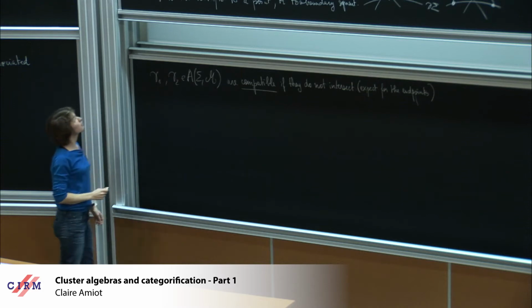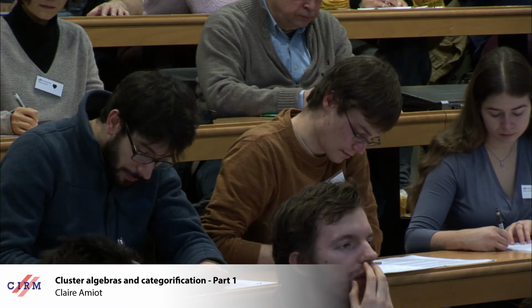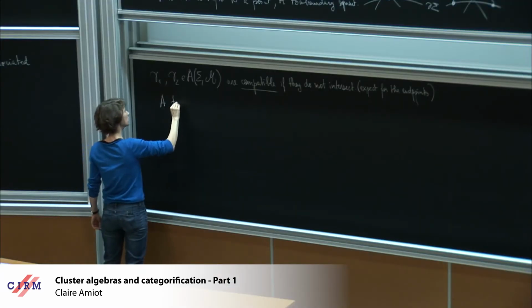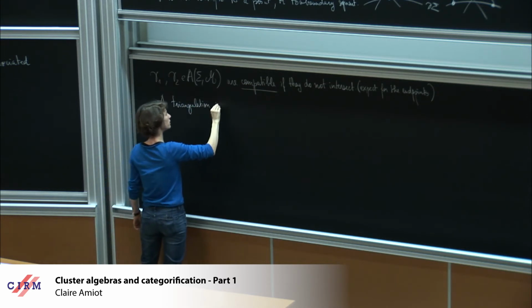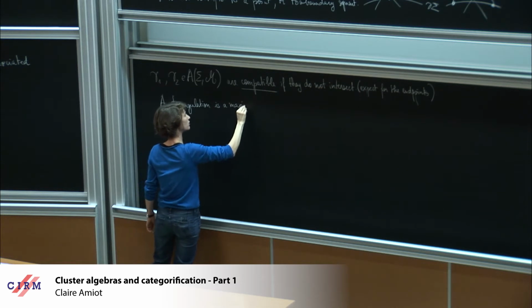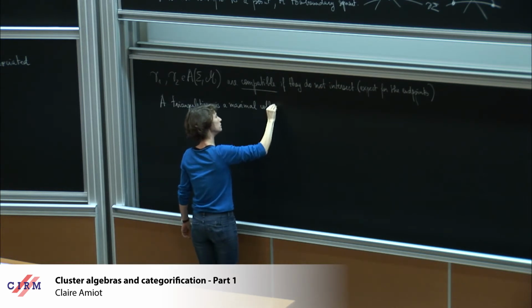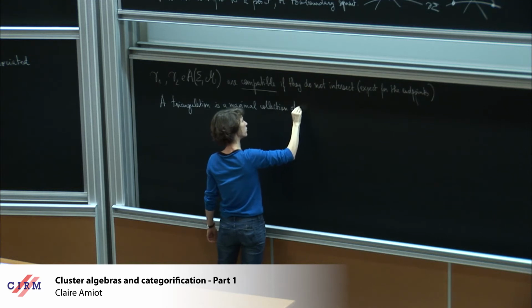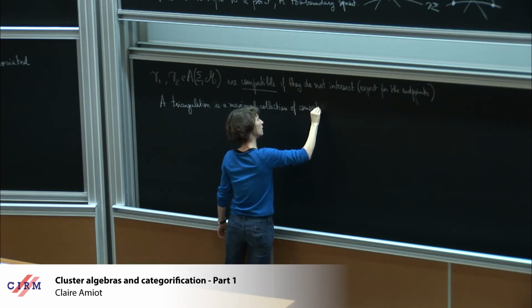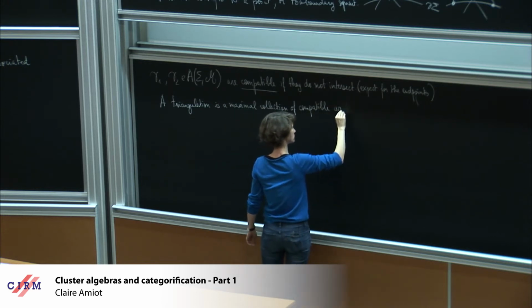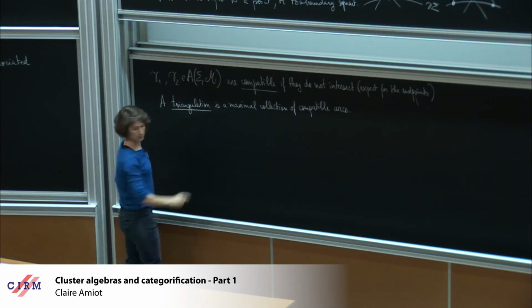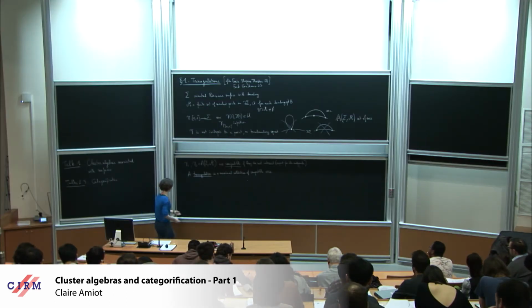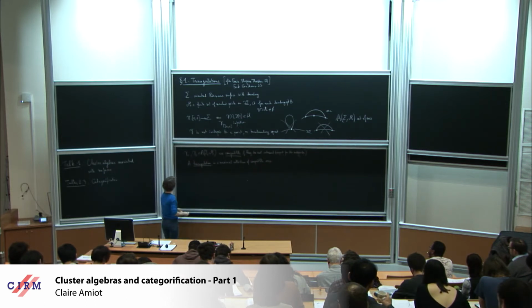And so what is a triangulation of my surface sigma? A triangulation is a maximal collection of compatible arcs. Okay, so let's start with very easy examples.